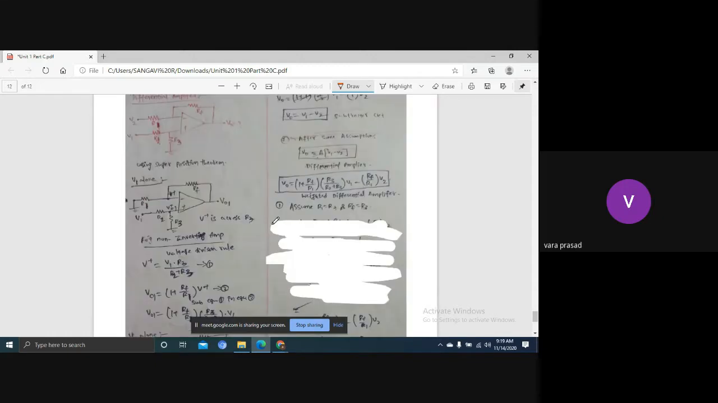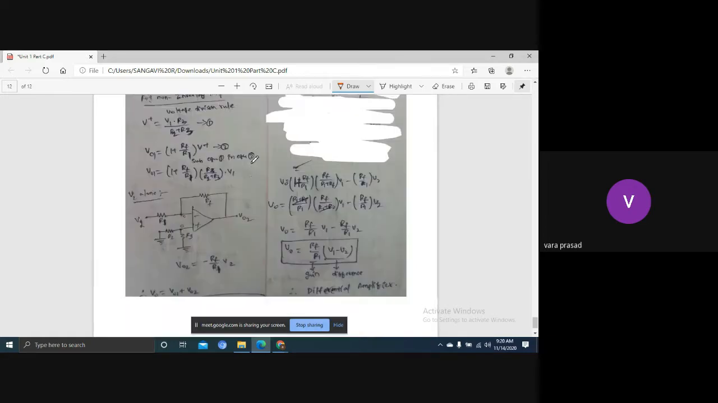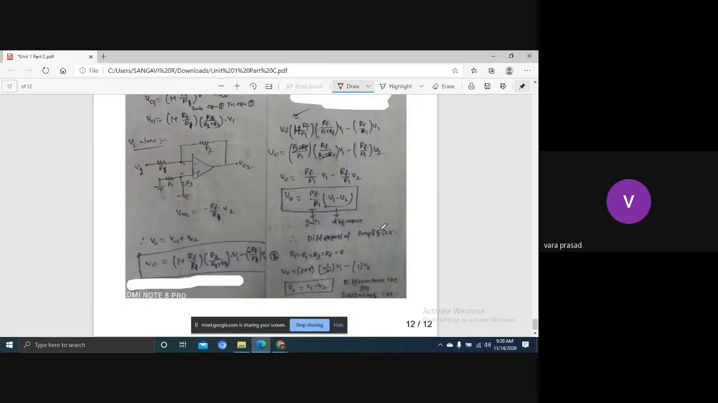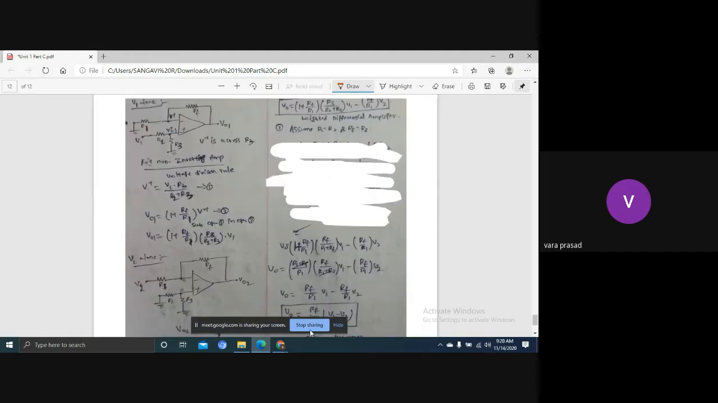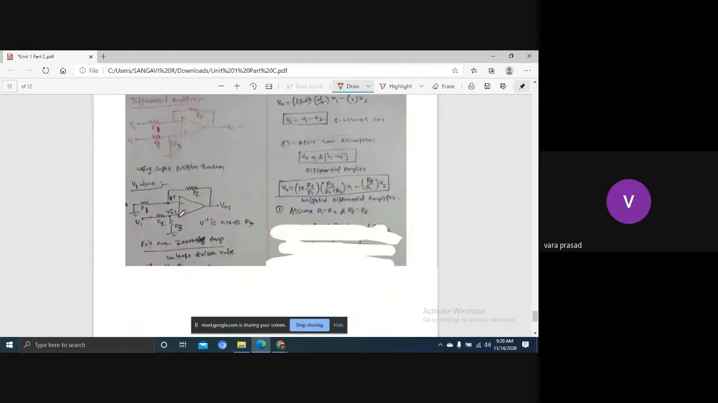Next, last one, differential amplifier. Differential amplifier in the sense, V1 and V2, the difference between the inverting terminal and non-inverting terminal inputs. Definitely V0 we can get as RF by R1 times (V1 minus V2). This is the circuit diagram, and you do the manipulation.